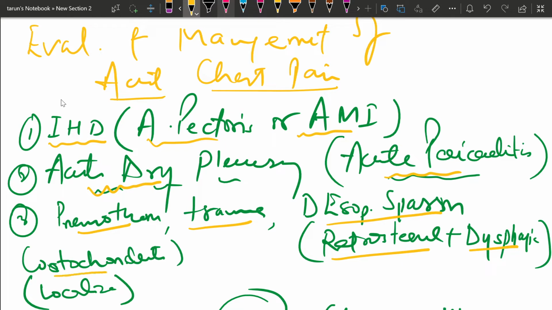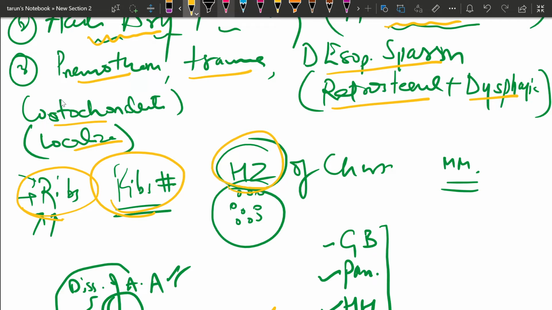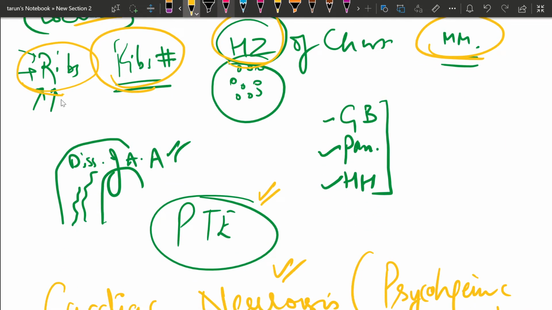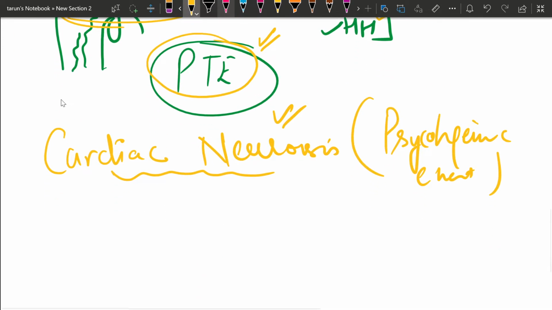Then costochondritis, which usually causes localized chest pain. Then other causes like malignant deposits on the ribs, rib fracture, herpes zoster of the chest, and multiple myeloma. Then dissection of the ascending aorta, pulmonary thromboembolism, gallbladder disease, pancreatitis, hiatus hernia. Last is cardiac neurosis, which is psychogenic chest pain.